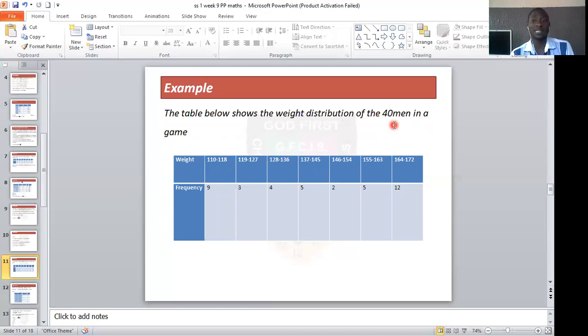Now, what is the median class? We are asked to calculate the median. The median class falls within the range where the frequency falls with 20. That is 40 divided by 2 will give you 20. So you get your median class from there. So you're able to get your L1, which is the lower class boundary of the median class. And you get the frequency of the median class to be able to insert in the formula. So let me take you through the solution.